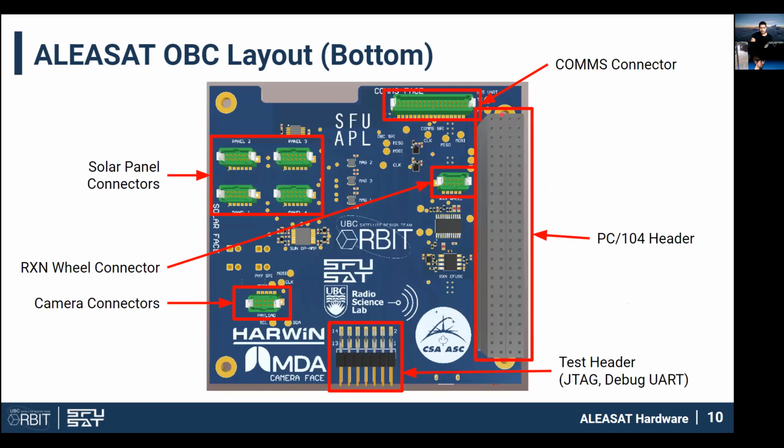And so that was the top side of the board. On the bottom, we've just got lots of connectors. So there's a connector to the comms board, there's connectors to the solar panels, a connector to the reaction wheel, and then the camera. This is the test header. So when you're trying to upload code to this board or debug it, you'll be connecting to this test header. And then this is just the PC104 header from the other side.